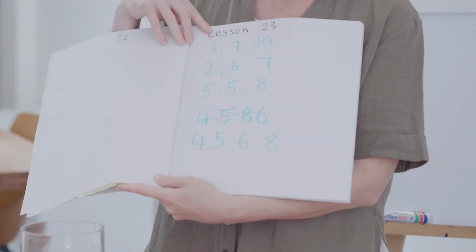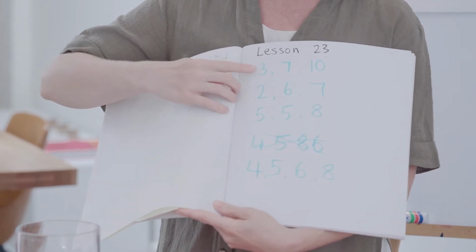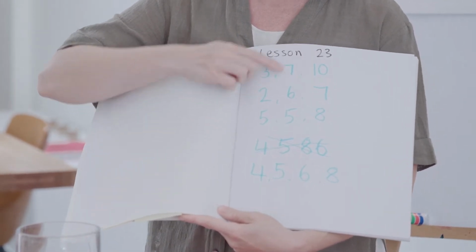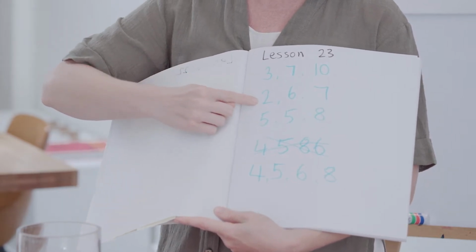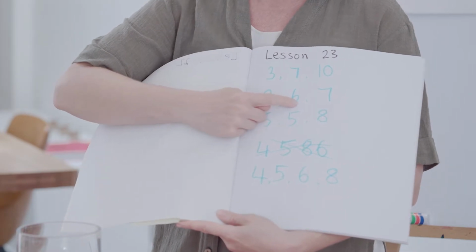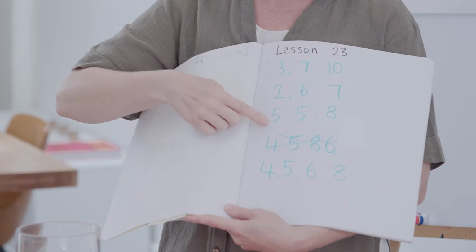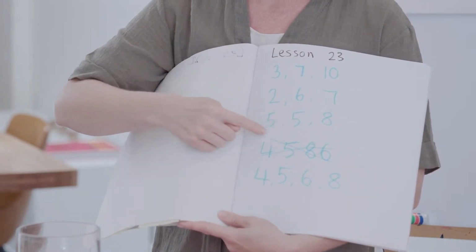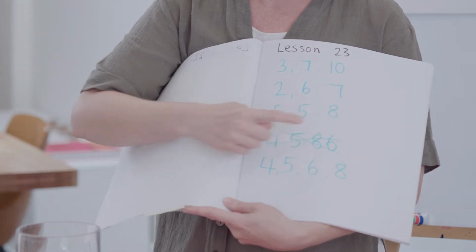I played the card game at home. My order here was 3, 7, 10. Then I had 2, because 2 is less than 6, and 6 is less than 7. That is the order. Here I had 2 cards that are the same, 5, 5, and 8.